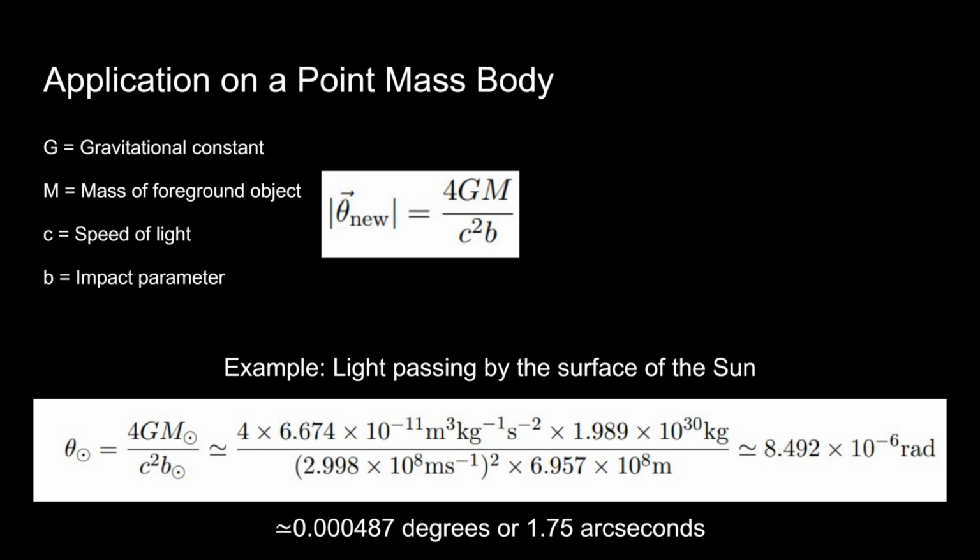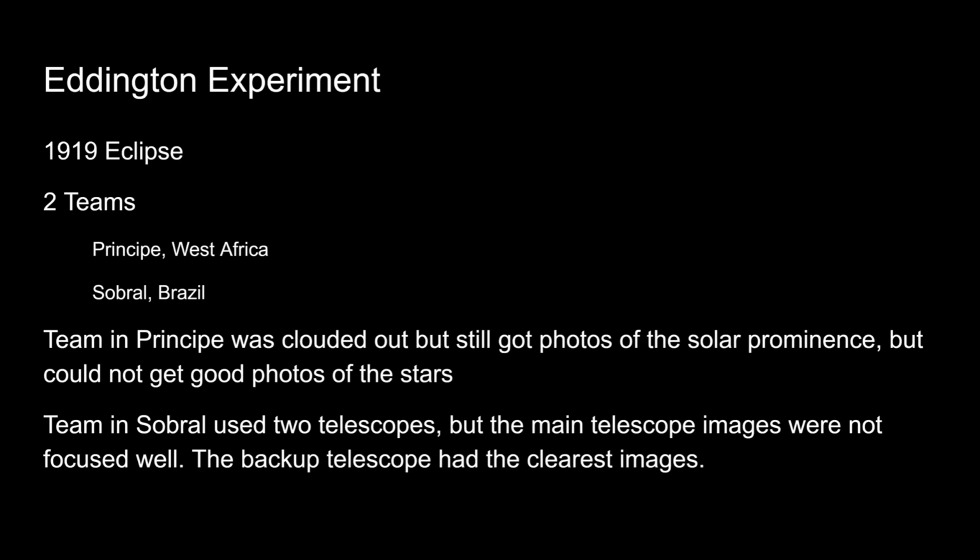So 0.000487 degrees, or 1.75 arc seconds. So a very small amount of light will get deflected by the sun, but it's a measurable amount. In 1919, general relativity was put to the test with a solar eclipse. If you have a decent telescope, you'll be able to see stars near the sun during a solar eclipse.